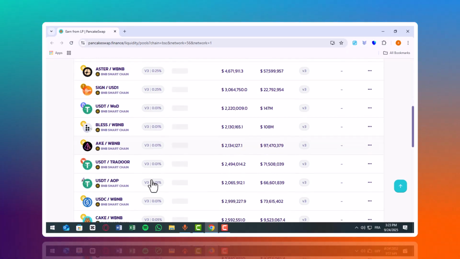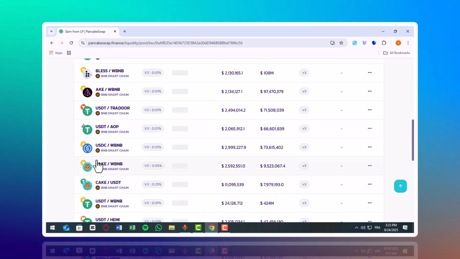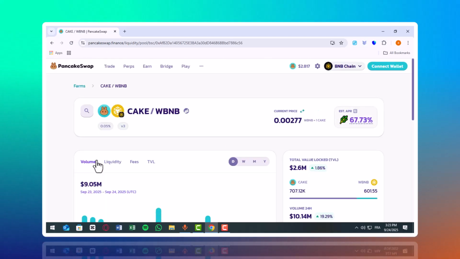Sixth, diversify your strategy. Don't lock all your funds into one pool. Spread across stablecoin farms and major token pairs for balance.